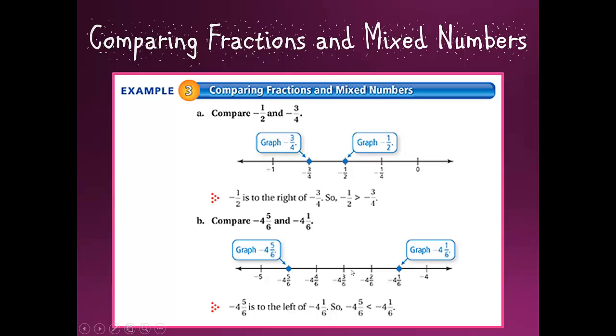Remember, as our numbers go to the left, they get smaller, and as we go to the right, they get larger. Negative 4 and 5/6 is to the left of negative 4 and 1/6, so negative 4 and 5/6 is less than negative 4 and 1/6.